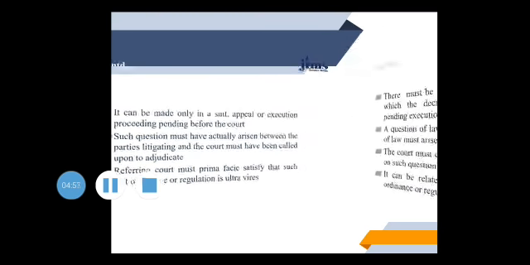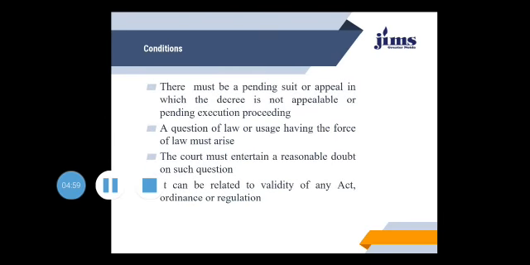Now the conditions for an application of reference. The first condition is that there must be a pending suit or appeal in which the decree is not appealable, or pending execution proceedings. A reference can only be made when any matter is pending before a lower court, when any original suit or any appeal is pending before any original lower court.